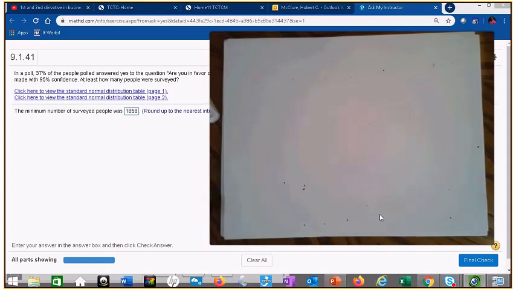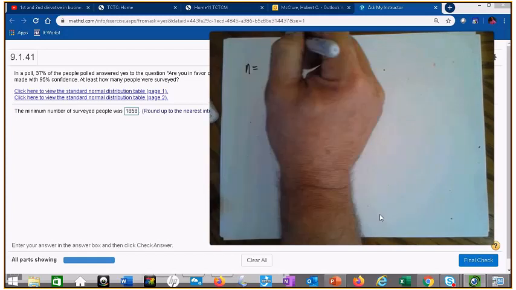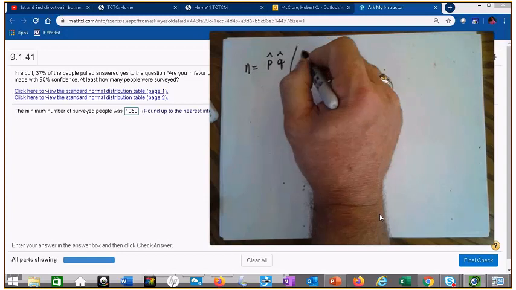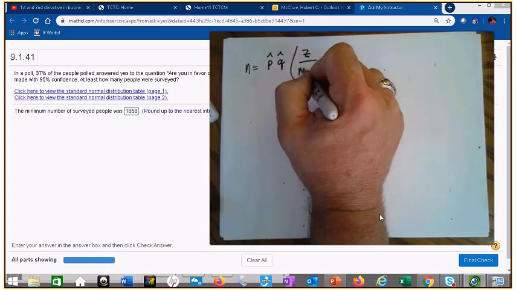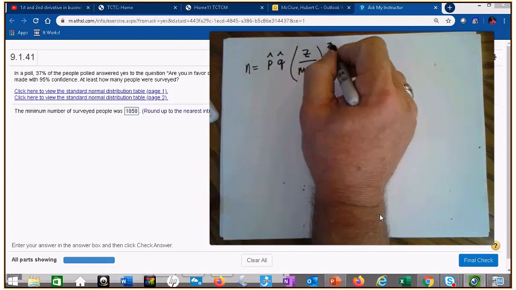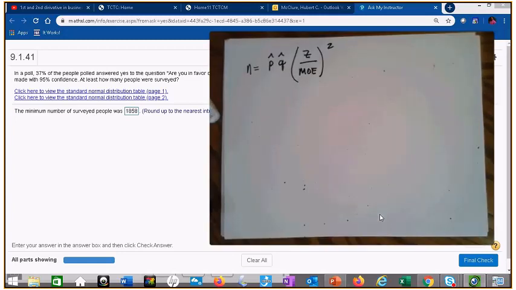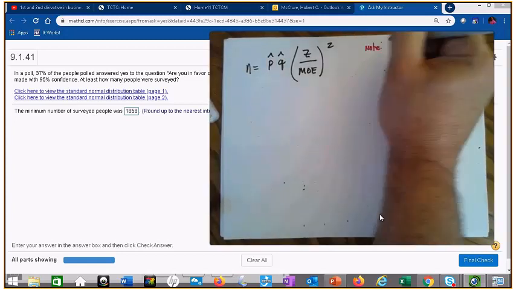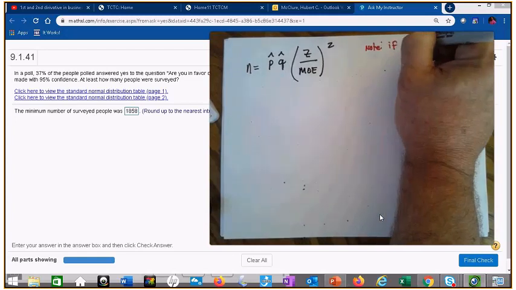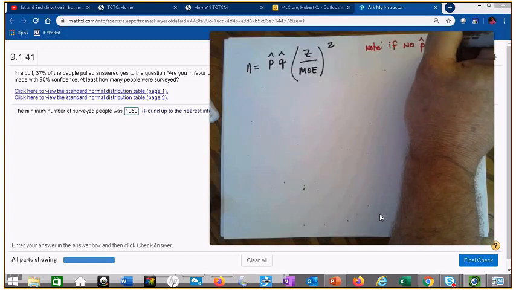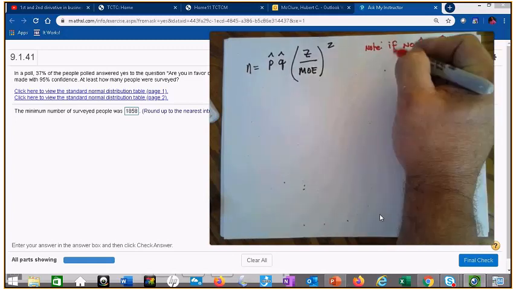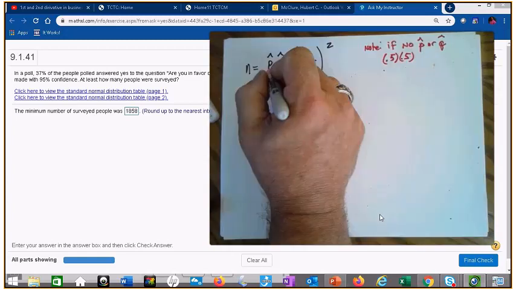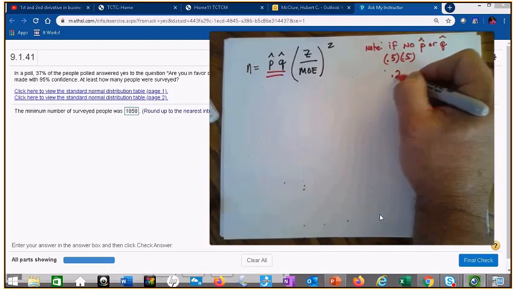So N is equal to, that's where we take P hat times Q hat and multiply it by the z-score over the margin of error raised to the second power. Now remember, note, if no P hat or Q hat, if they don't give you either one, then you use 0.5 for each, which means that this whole left side here goes to 0.25.